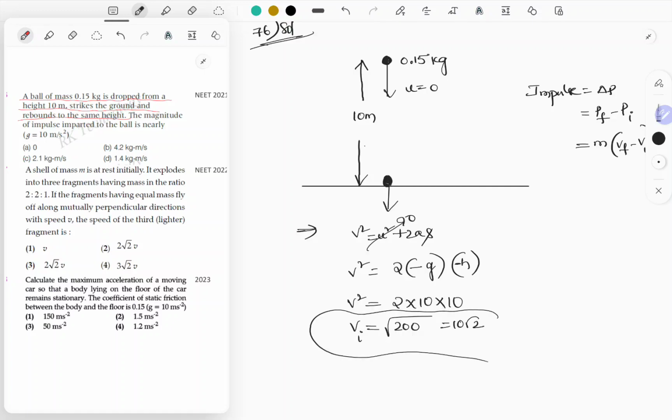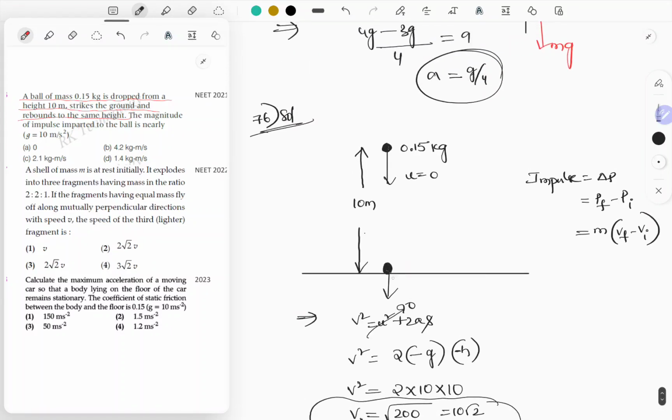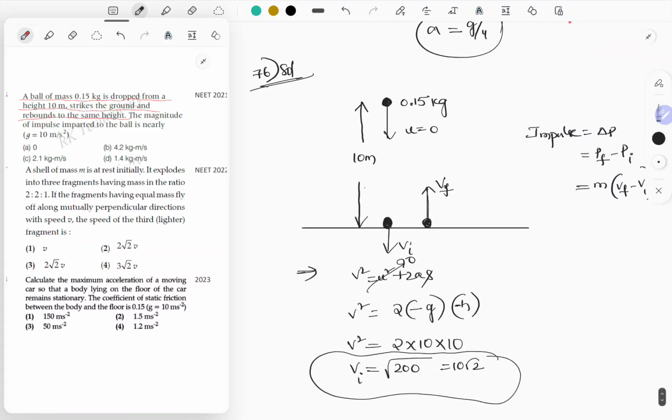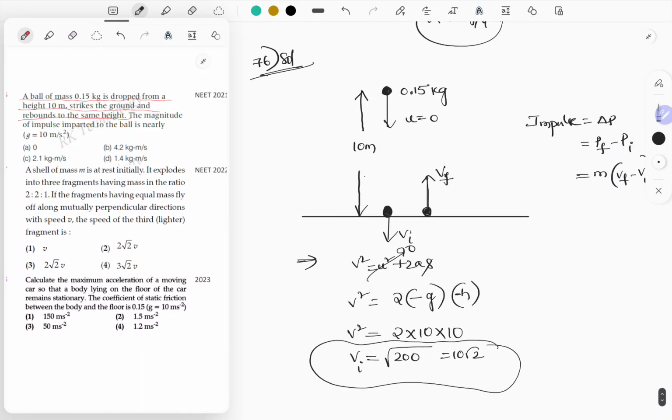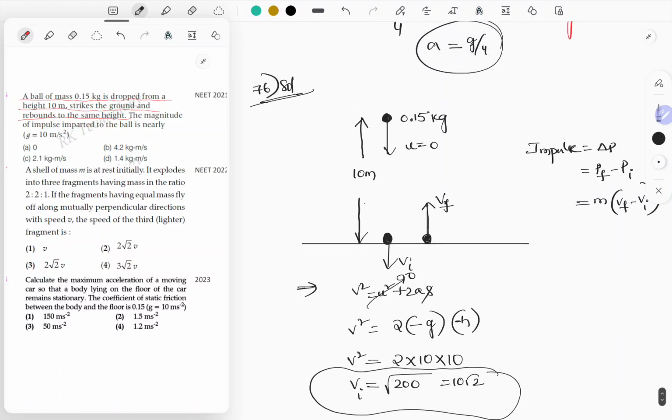So this is the initial velocity. They said it is going to bounce back with the same velocity or a different velocity? Same velocity, because it is about to reach the same height. They said in the question very clearly, right? After rebounds, it is going to reach the same height. What is the meaning of that? It is going to bounce back with the same velocity, only the magnitude of velocity is going to be the same. So the only problem is its direction.